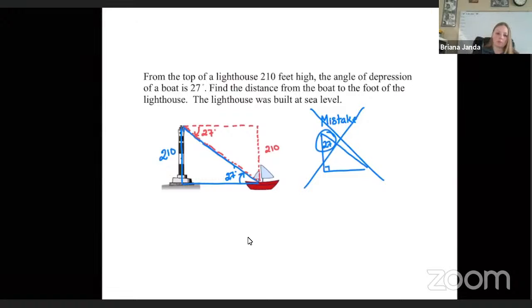Okay, so going back to our picture, it doesn't matter which way you pick. I'm going to go with the blue. But it says find the distance, because again, it's more natural for me to mark down here the distance from the boat to the foot of the lighthouse. And so this is our question mark.